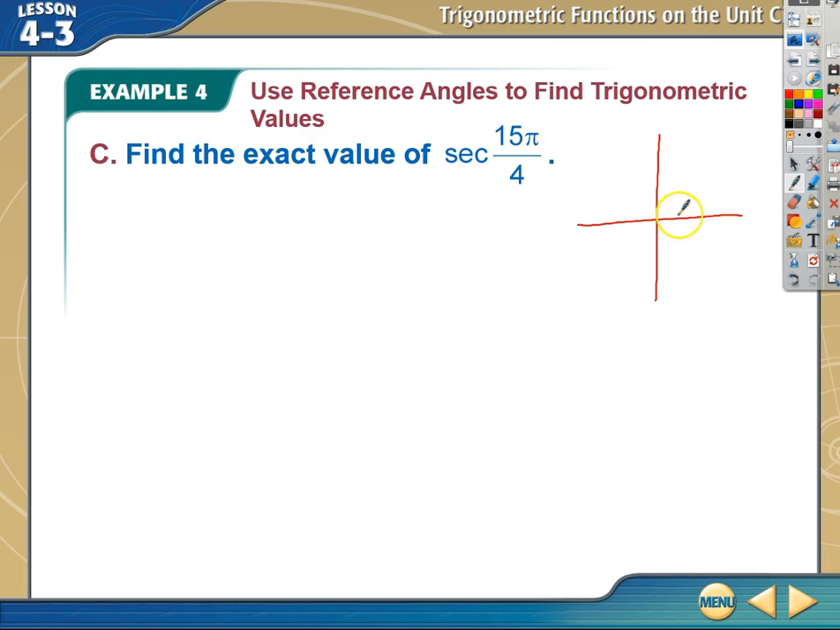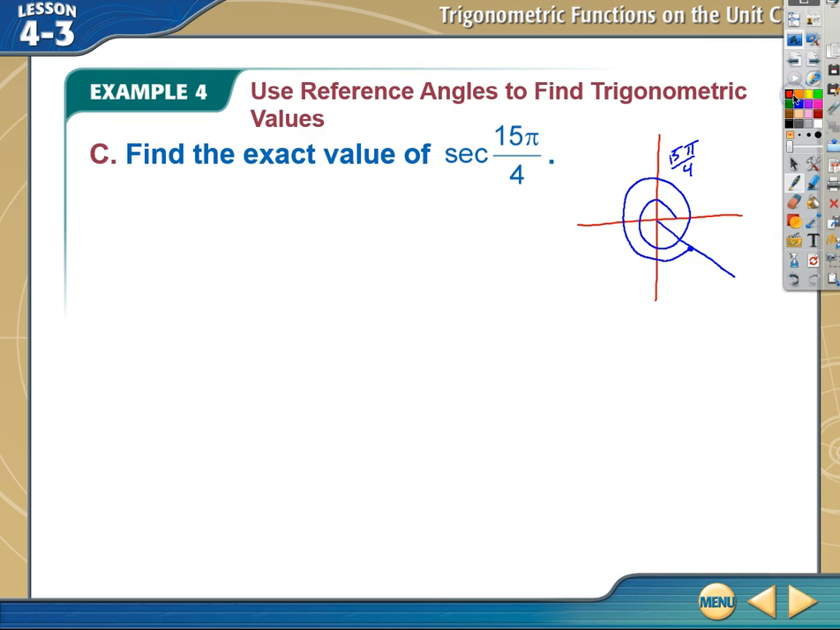So here we go again. Secant of 15 pi over 4. Here's what I know. There are 8 pi's over 4. So there's 8 pi, 9, 10 pi, 11 pi, 12 pi over 4, 13 pi over 4, 14 pi over 4, 15 pi over 4. There is 15 pi over 4.